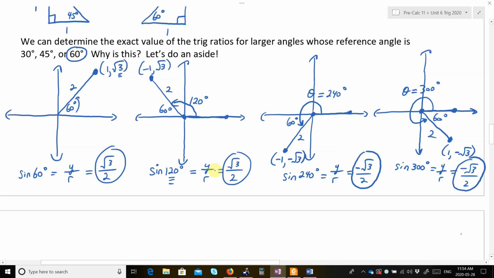Okay, so you can see all of these bigger angles, guys, that have a reference angle of 60, they ultimately have the same ratio as sine 60. They may just differ by a plus or minus sign. So using that reference angle sine 60, we can get exact values for larger angles that have that same reference angle.